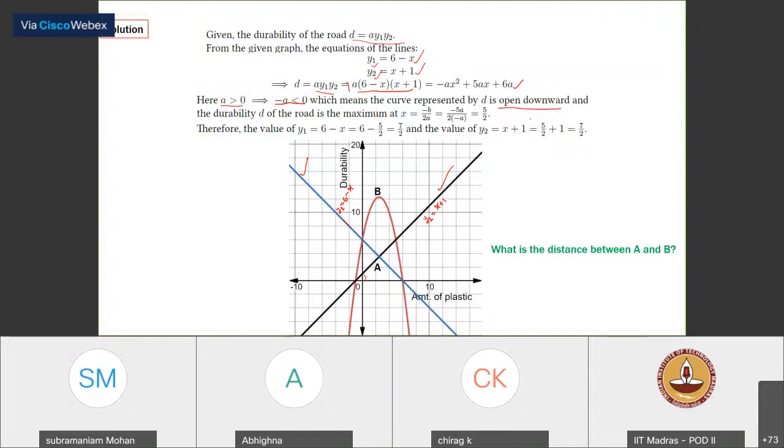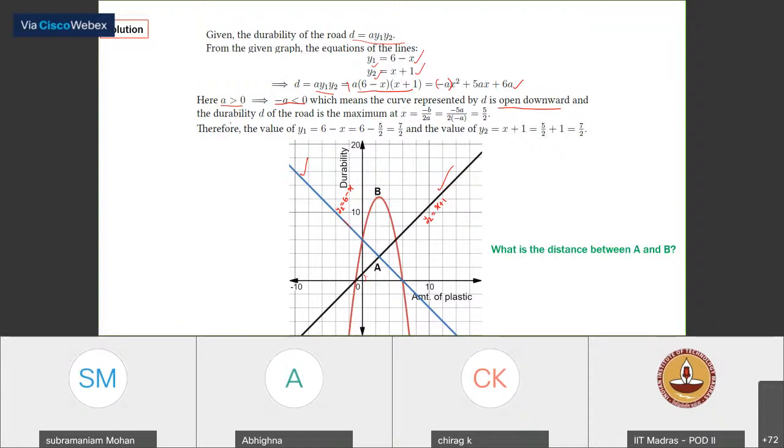Based on the coefficient of x square, we can say whether the curve is a downward parabola, an upward parabola, or a straight line. Here the coefficient is minus A, so minus A is less than 0. That means the coefficient is less than 0, so the D curve opens downward, and then we get the maximum value.